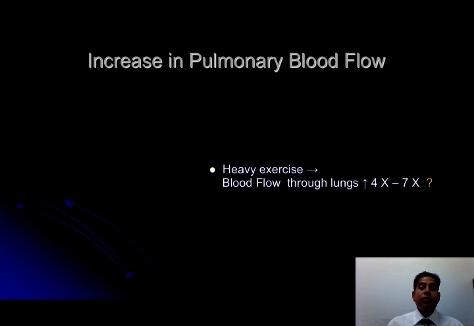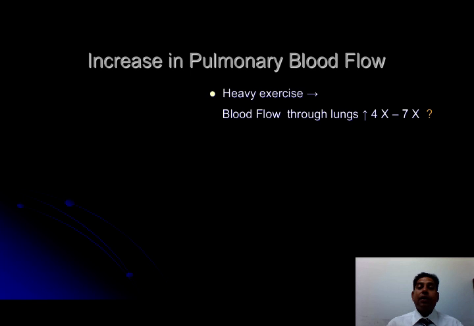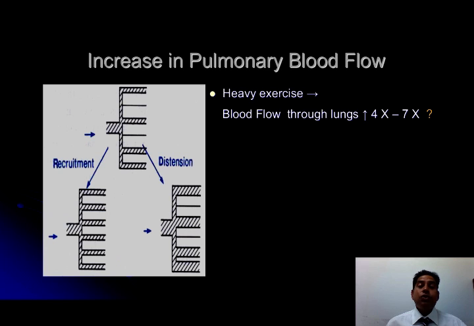If you want to increase the pulmonary blood flow, this can occur in heavy exercise. You will see that the blood flow increases from 4 to 7 times. Now how does this occur? This is by two ways. Either you have a recruitment, or the other way is distension. Distension is very easy to understand. You have most of these capillaries which are open.